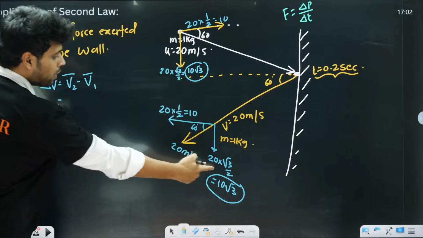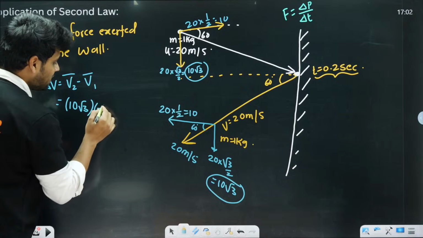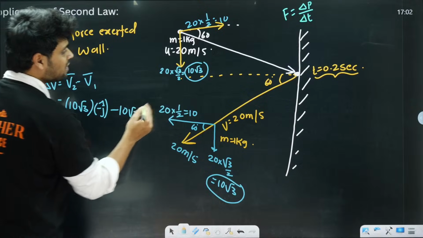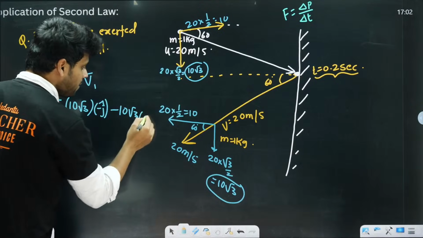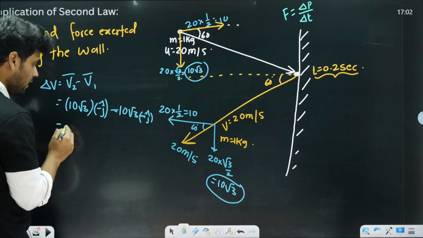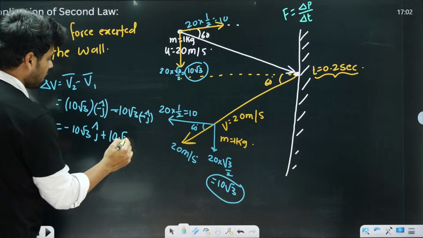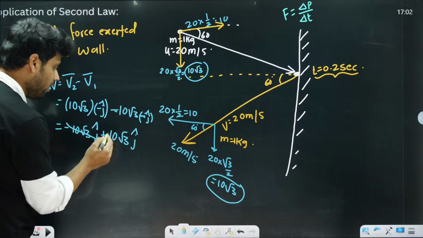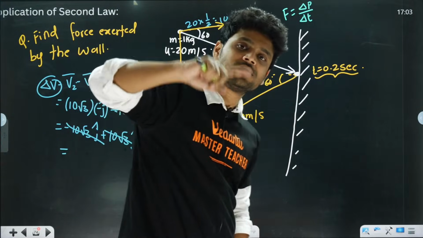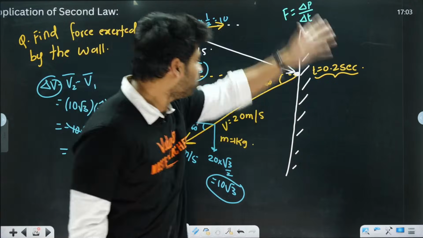Bar means vectors. The final value is 10 root 3 into minus j cap, right? Minus sign, 10 root 3. Look at the initial speed, again downwards, that is minus j. Here also, sir, minus becomes plus. So minus 10 root 3 j cap plus 10 root 3 j cap is gone. So change in speed is 0 in vertical direction. If change in speed is 0, change in momentum is also 0, which means no force in vertical.